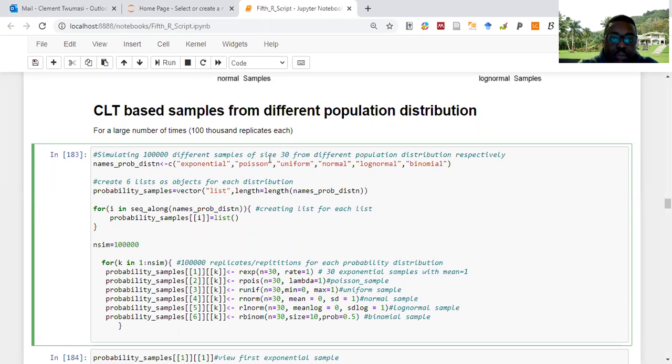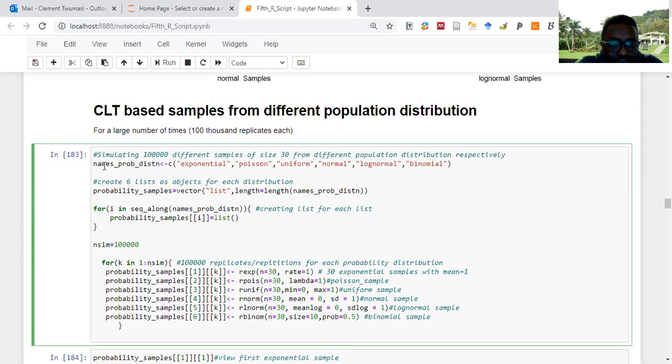Fine. So here I'm simulating samples of size 30 from the exponential distribution, and I'm doing it 100,000 times. I'm doing the same thing for Poisson. Each sample from the Poisson should be of size 30, 30 data points, but I'm doing that for 100,000 different occasions. And don't forget that each of the different occasions will have different values, okay?